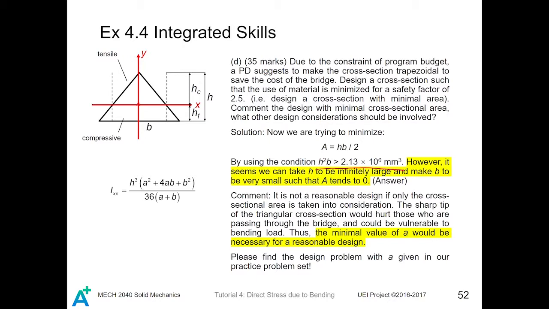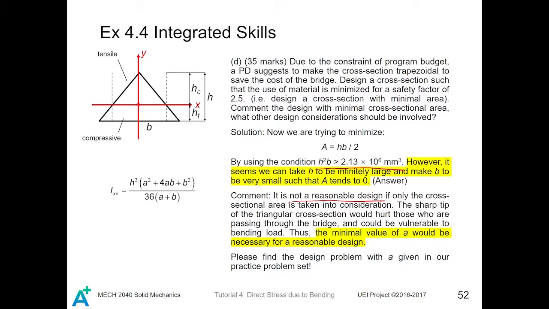However, it seems that we can make h infinitely large and make b tend to 0, such that the area of the cross-section tends to 0. So it is just pure mathematics that we try to analyze how to minimize the area by using a given condition. We know h can be very large while b can be very small. So if we make h very large, then the area will tend to 0. It will be very, very small, but it is not a reasonable design.